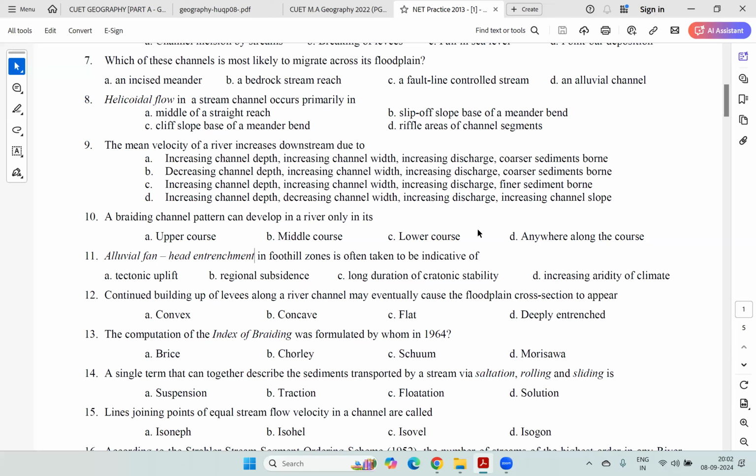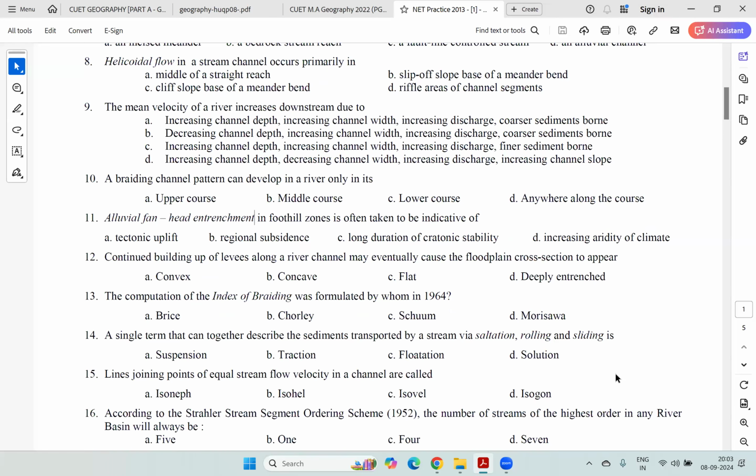Isohel means areas getting equal amounts of sunshine. Isonef means areas recording the same wind speed. And isogon means points along a rock that show the same amount of dip. Right? So these isos you must learn, because many types of isos exist, and you can easily be asked a short question on an iso.